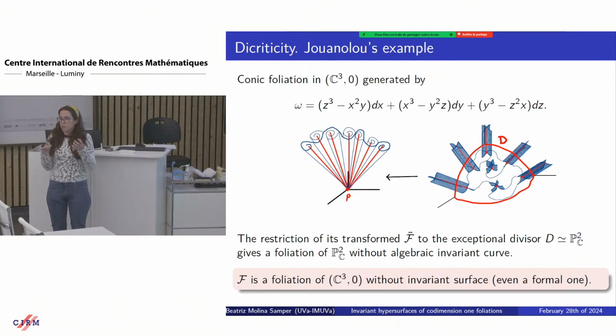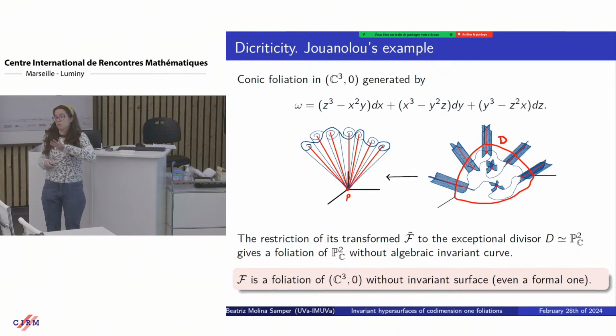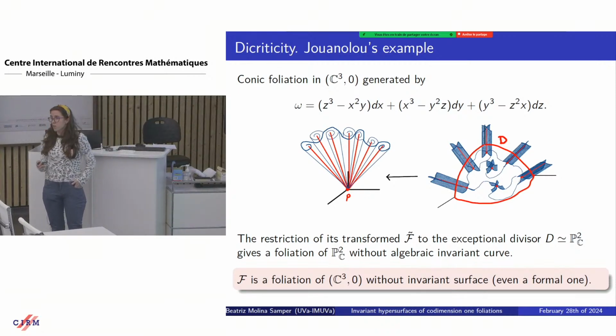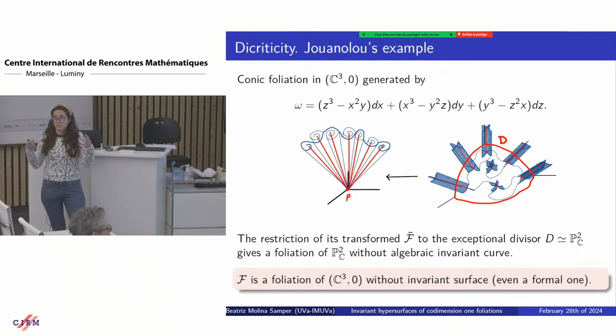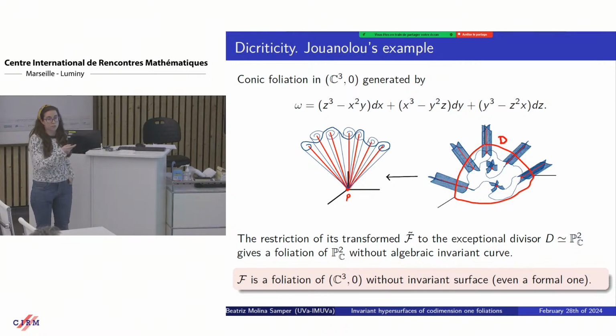So it's a conic foliation, so when we blow up, we obtain a divisor that is like P2 and an algebraic foliation on P2. That is the restriction of my codimension 1 foliation to the divisor. And this foliation is known to have no algebraic invariant curves. So my germ of foliation in C3 cannot have an invariant surface, even a formal one, because otherwise the tangent cone of my surface would provide an algebraic curve invariant by the foliation of P2.